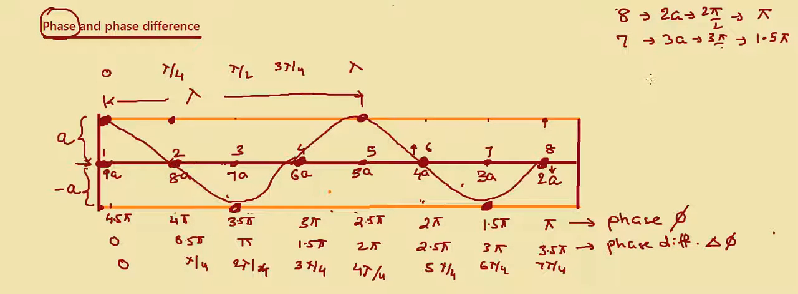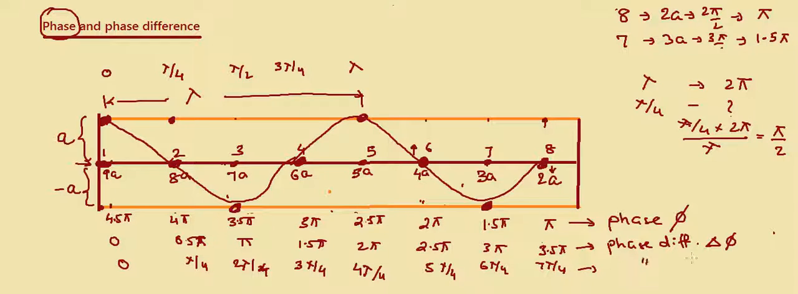I can do a calculation something like this: if the phase difference for lambda is 2 pi, what would be the phase difference for a particle which is at a distance lambda by 4? Lambda by 4 into 2 pi divided by lambda, and this 4 is in the denominator, so this will give me a value of pi by 2. And as you can see over here, the phase difference is 0.5 pi, pi by 2. So for 0.5 pi, our path difference is lambda by 4. This is phase difference in terms of lambda.